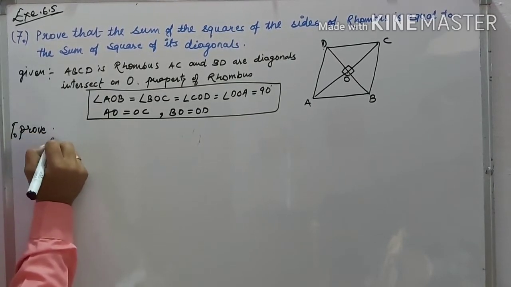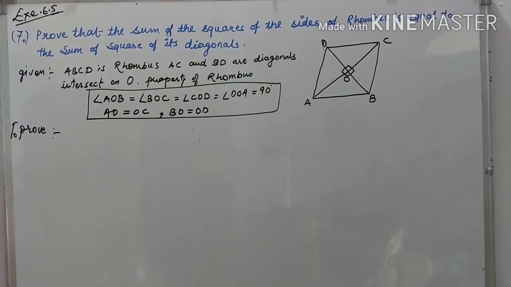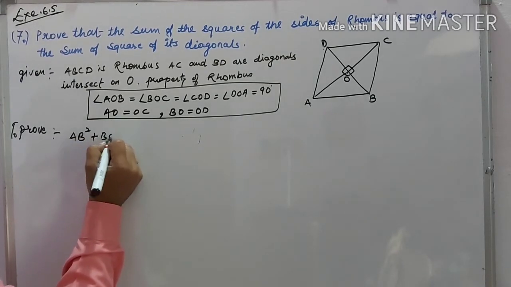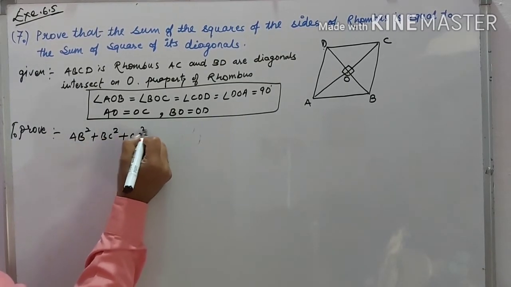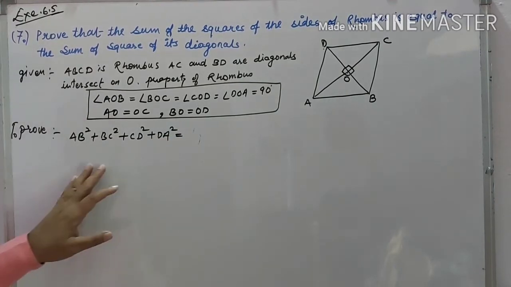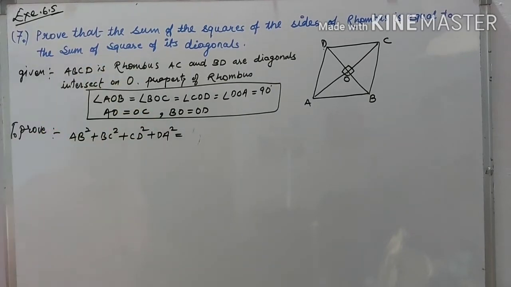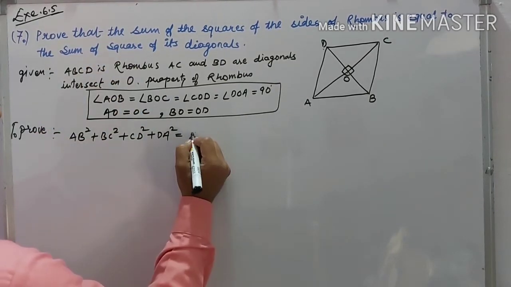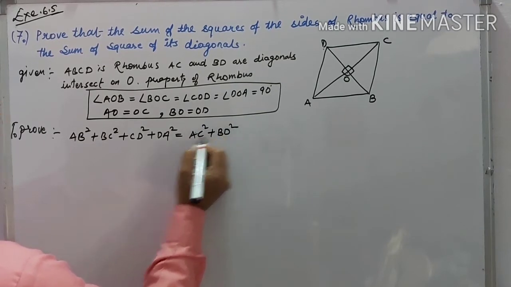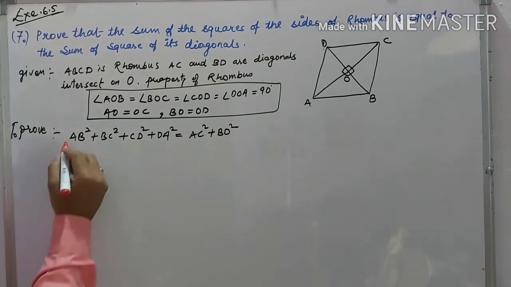To prove, what do we have to prove? That the sum of the squares of the sides, which means AB square plus BC square plus CD square plus DA square, of the rhombus is equal to the sum of the squares of its diagonals, AC square plus BD square. This line is what you have to prove.